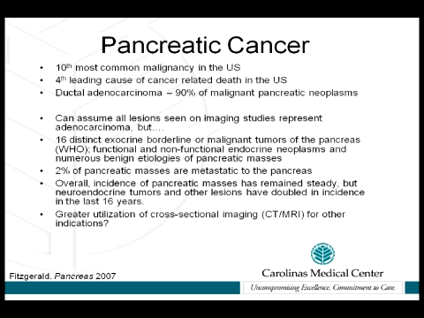It's the 10th most common malignancy in the United States, 4th leading cause of cancer-related deaths. And although the vast majority of malignant pancreatic neoplasms are ductal adenocarcinoma, there exist many different tumors that can present in the pancreas, as well as functional, non-functional endocrine neoplasms, numerous benign etiologies of pancreatic masses as well. 2% of these masses are metastatic to the pancreas from somewhere else.